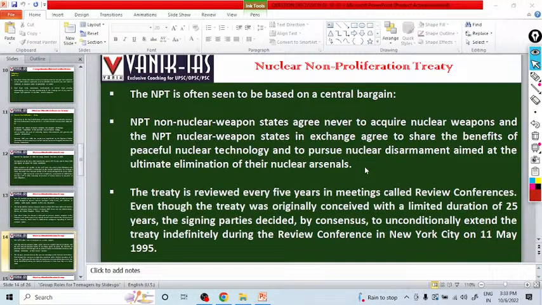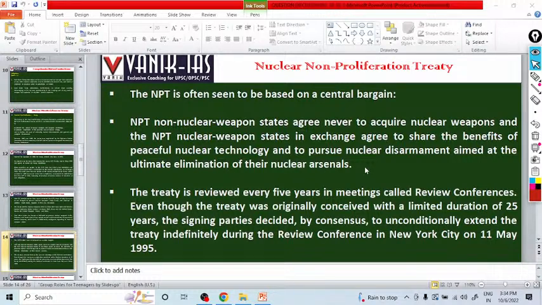The NPT is often seen to be based on a central bargain. Non-nuclear weapon states agree never to acquire nuclear weapons, and the nuclear weapon states, in exchange, agree to share the benefit of peaceful nuclear technology and to pursue nuclear disarmament aimed at the ultimate elimination of their nuclear arsenals.